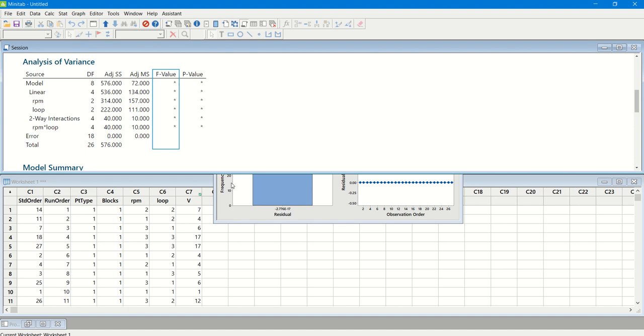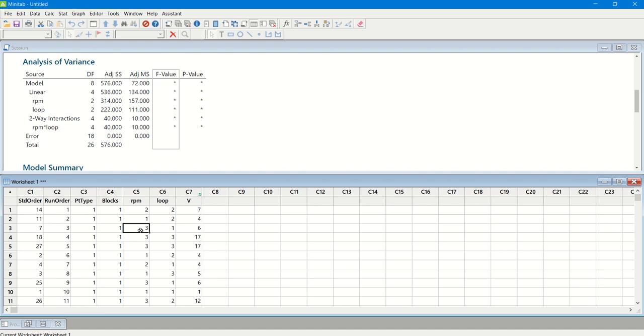Want to know why? The reason this is not really surprising is because our replicates have the same value. So ibig sabihin, when we say that the RPM is 1 and the loop is 2, even if we have multiple tries of replications, we will get the same value, which is 4. That's the reason why there is no F and P value here, because there are no degrees of freedom. Remember the residual, okay?